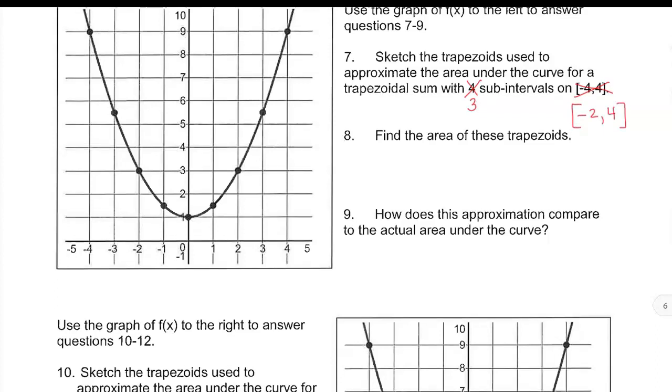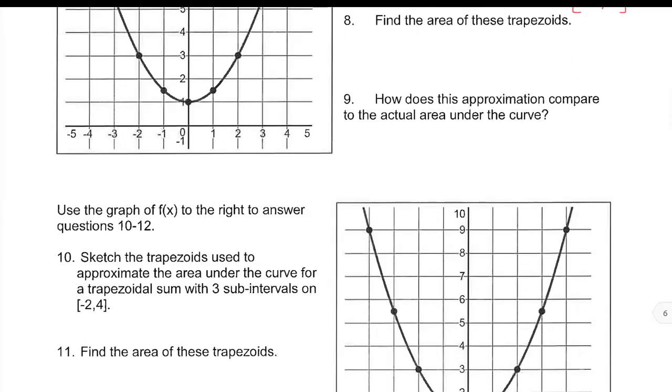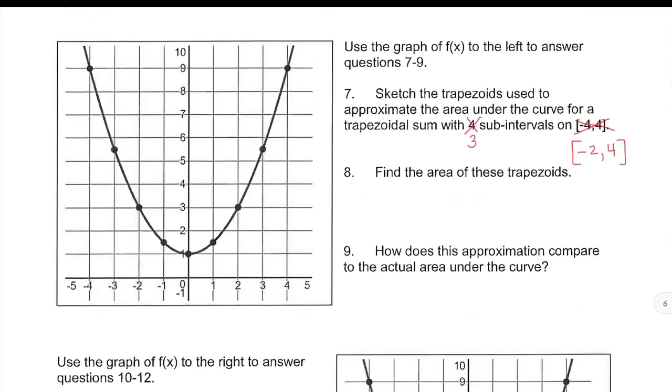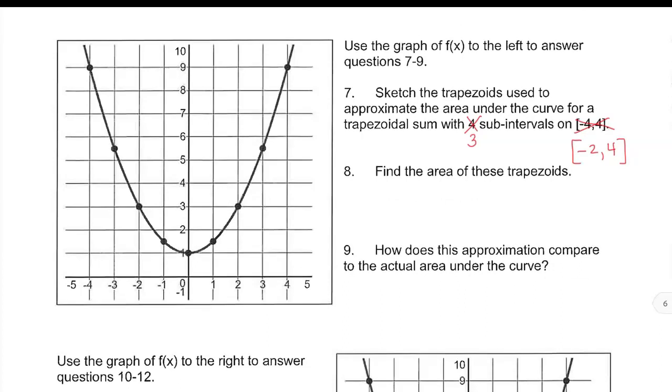And then when we go down to the next half of the page, we're going to do 6 subintervals instead of 3. So go ahead and do your drawing and do your calculation and see how it compares to this answer. So you could pause the video and then come back to see if your answers match with these.